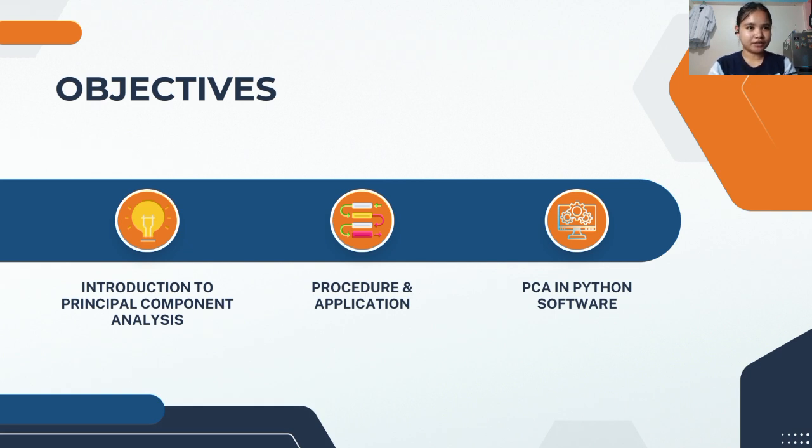So our primary objective is to explore the concept of principal component analysis and understand how it can be applied to reduce the dimensions of complex datasets. By the end of our session, we aim to discuss the introduction to principal component analysis, including the procedure and its application, and then apply PCA in Python software. I'm really excited to guide you through these objectives and help you walk away with a clear understanding of how dimension reduction techniques like PCA work.